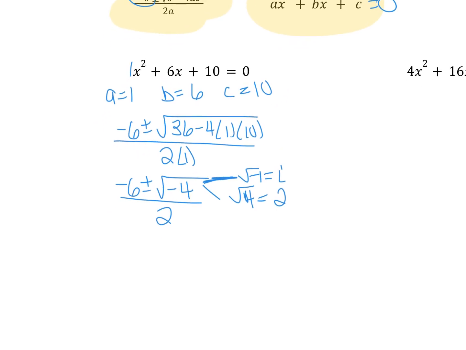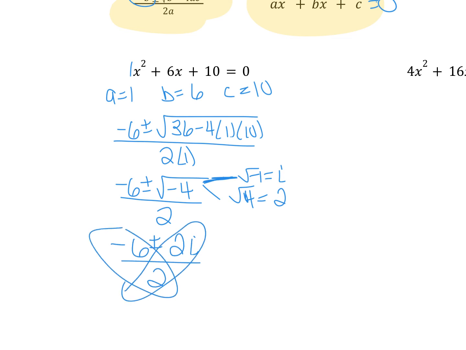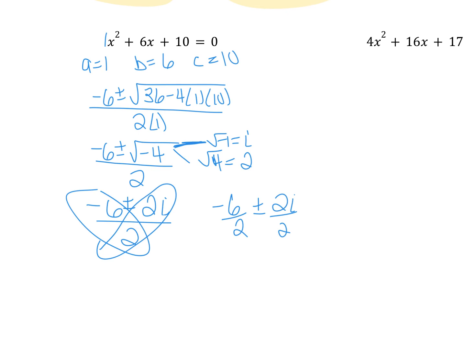Okay, so let's keep breaking that down. We're going to have negative 6 plus or minus 2i over 2. When we go to simplify these, we are going to break it apart into 2 separate fractions. So we're going to take negative 6 over 2 plus or minus 2i over 2. Negative 6 over 2 is negative 3, plus or minus the 2's cancel, so we would have i. So our answer would be negative 3 plus or minus i.